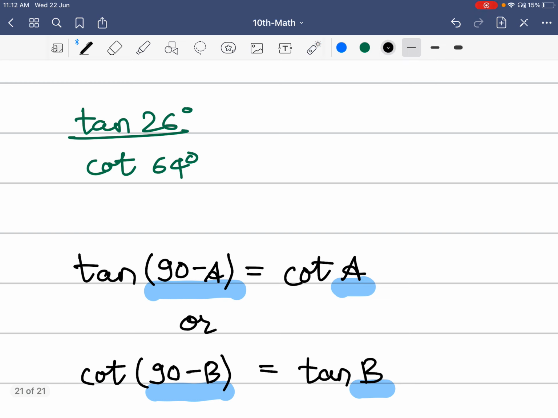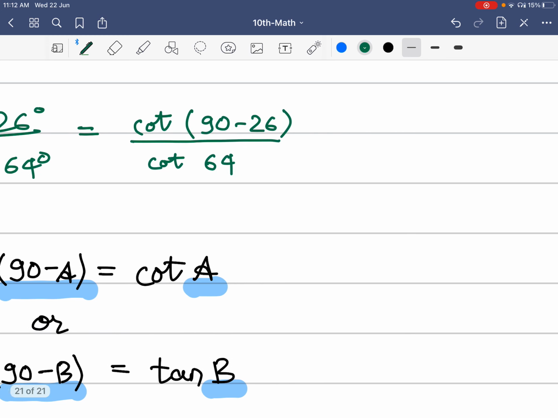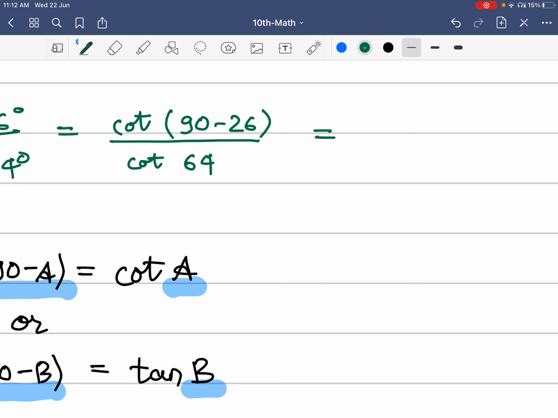So let's go with the numerator again. I'm going to convert tan to cot. So tan 26 is equal to cot of 90 minus 26, and the denominator remains as it is, which is cot of 64. Let's continue. What is cot of 90 minus 26? That is equal to cot of 64. So cot of 64 divided by cot of 64.